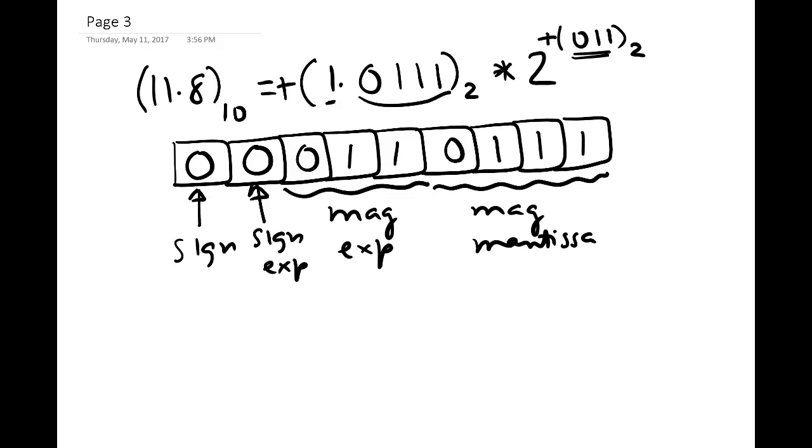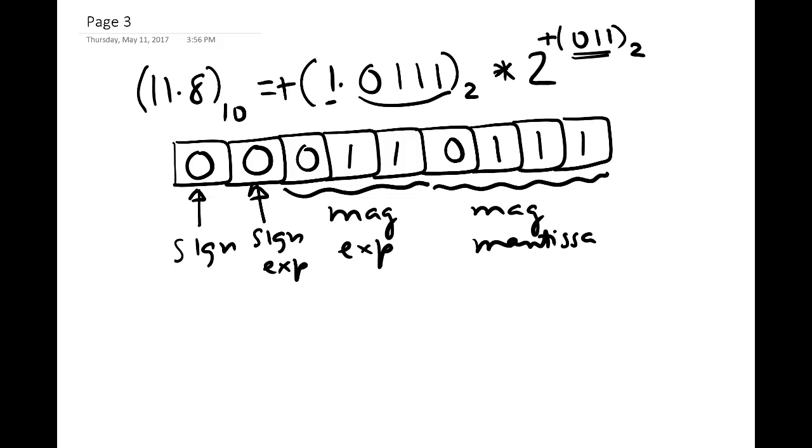We don't take care of this leading digit because it is already assumed. In order to put a non-zero digit before the radix point, you need a non-zero number, and the only non-zero number available in binary format is 1. So we don't need to represent it. It is there, but we don't need to represent it because it will always be 1. So this is the representation of the number 11.8 base 10 in this hypothetical 9-bit floating point representation.